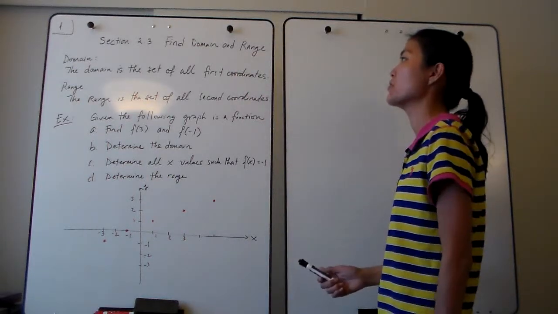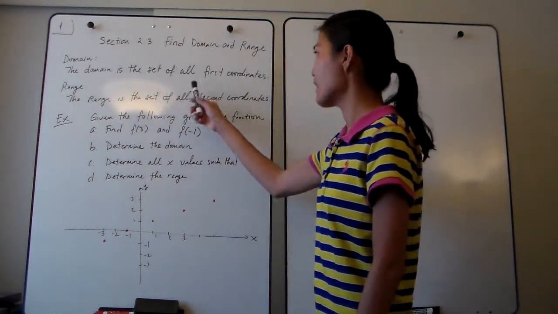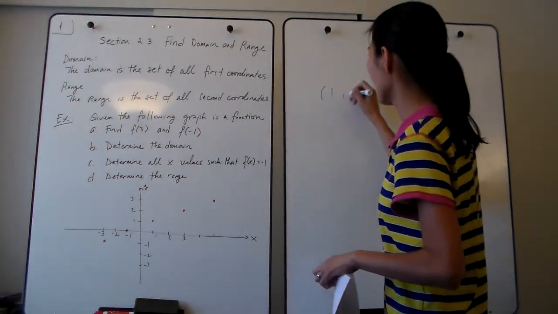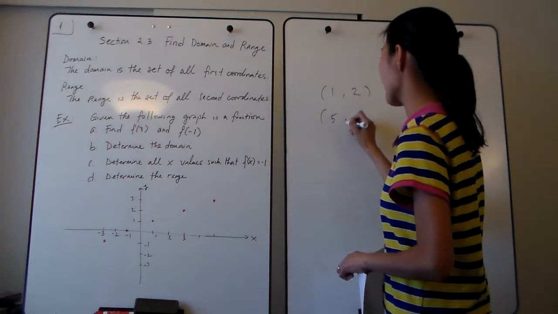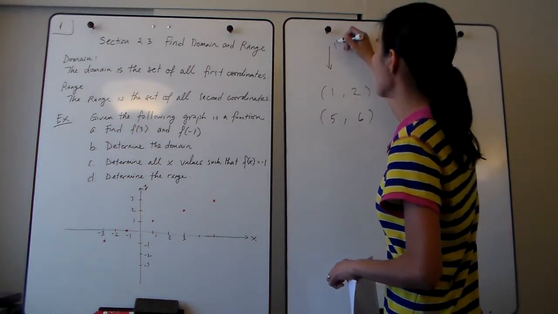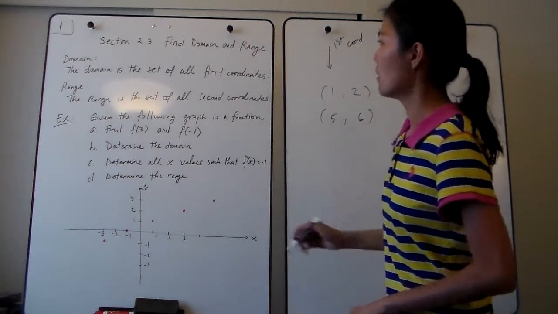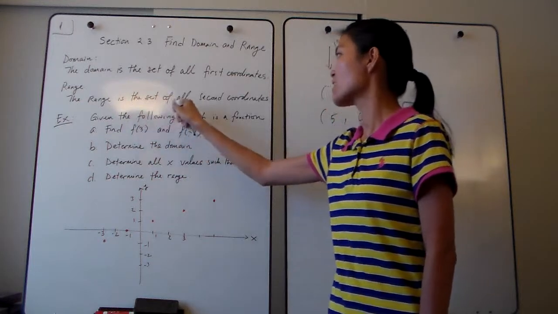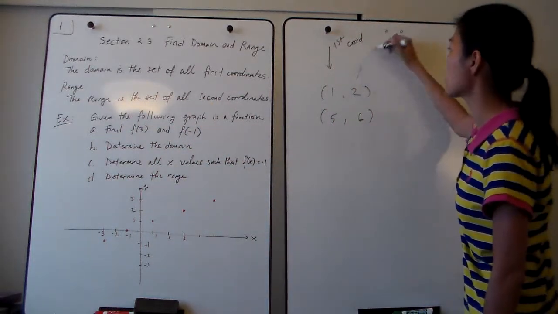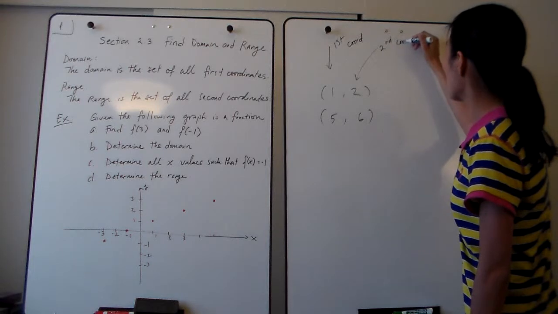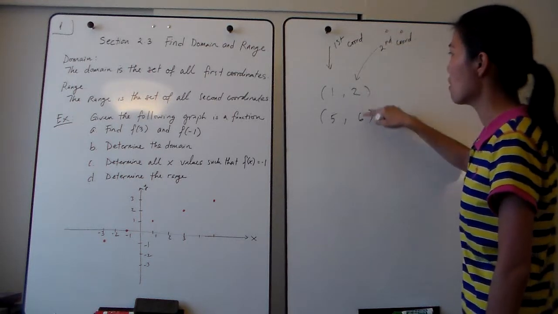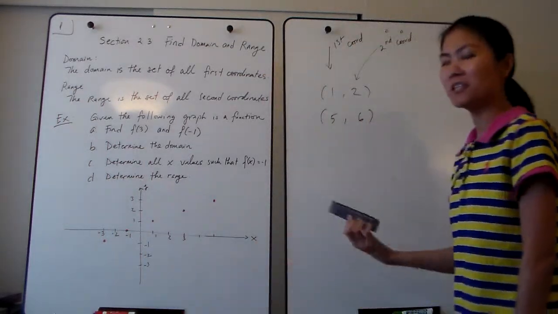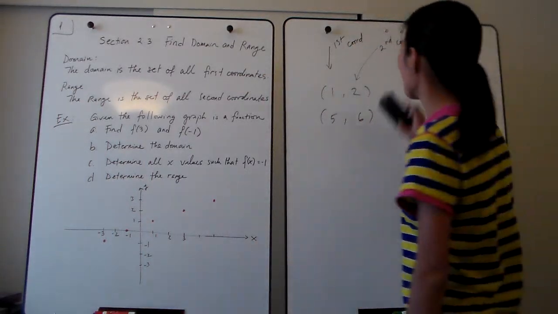Now, let's start with the definition of domain. The domain is a set of all first coordinates. So all the first coordinates, okay? Any ordered pair, let's say (5, 6), the 5 is the first coordinate. So that's the domain. How is the range? The range is the set of all second coordinates. So all these points right here belong to the range. Okay? So the definition is very simple for domain and range.